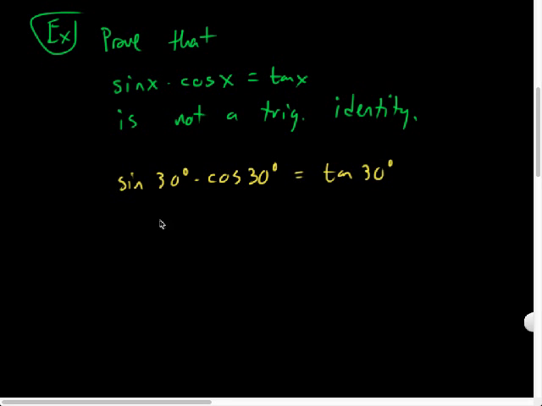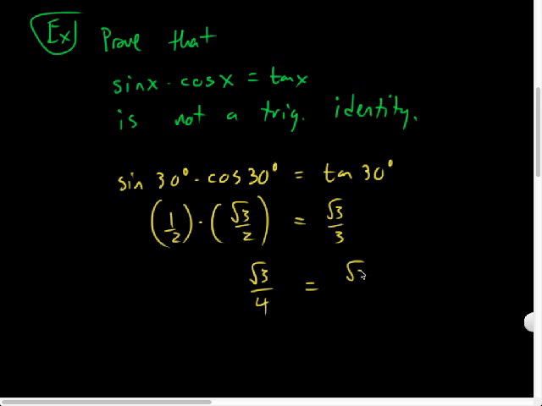Interesting. Sine of 30 is a half, using our hand trick. Cosine of 30 is root 3 over 2. And tan of 30 is 1 over the square root of 3, or root 3 over 3. Okay? And if I multiply these out, I can see that that's the square root of 3 over 4. And that is not equal to the square root of 3 over 3. So we have provided a counterexample. Therefore, that is not a trigonometric identity.